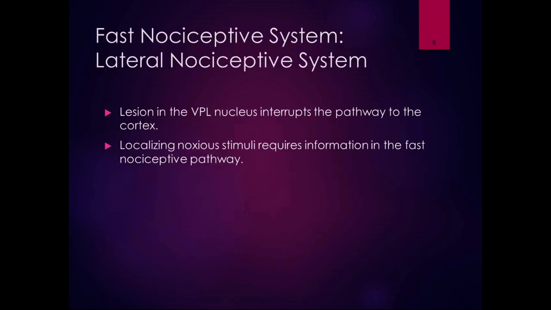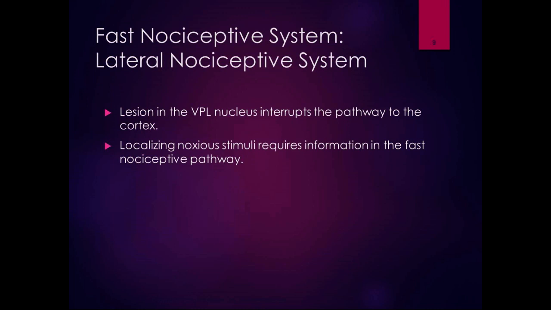So the fast nociceptive system is also known as the lateral nociceptive system because of that ventral posterolateral nucleus in the thalamus. That's why it's called the lateral nociceptive system. But a lesion in that thalamic nucleus interrupts the pathway to the cortex. So that gives you the inability to localize noxious stimuli. So you need that information in the fast nociceptive pathway.